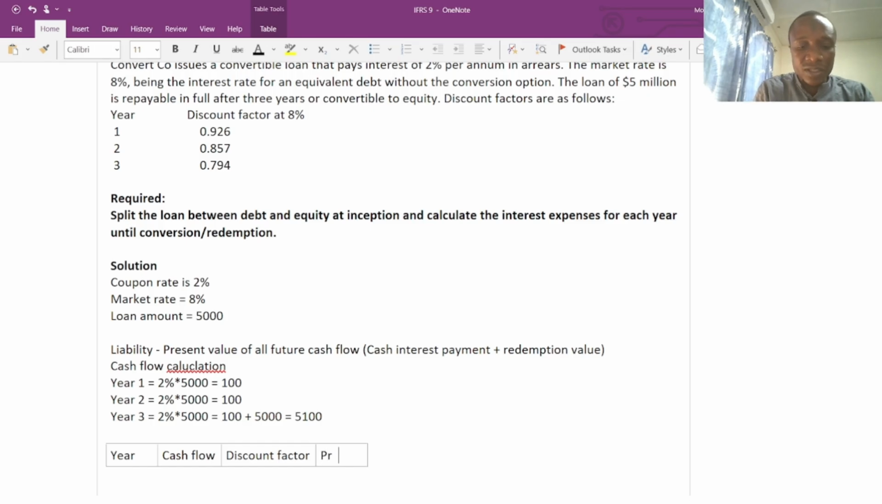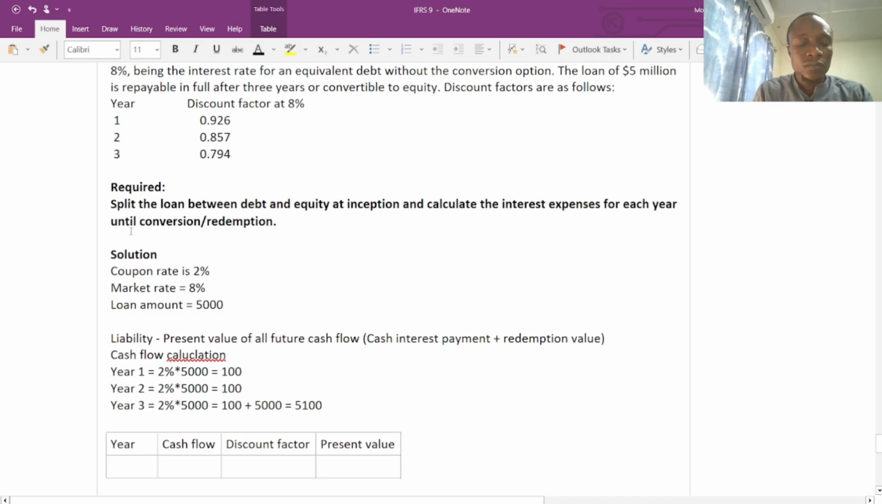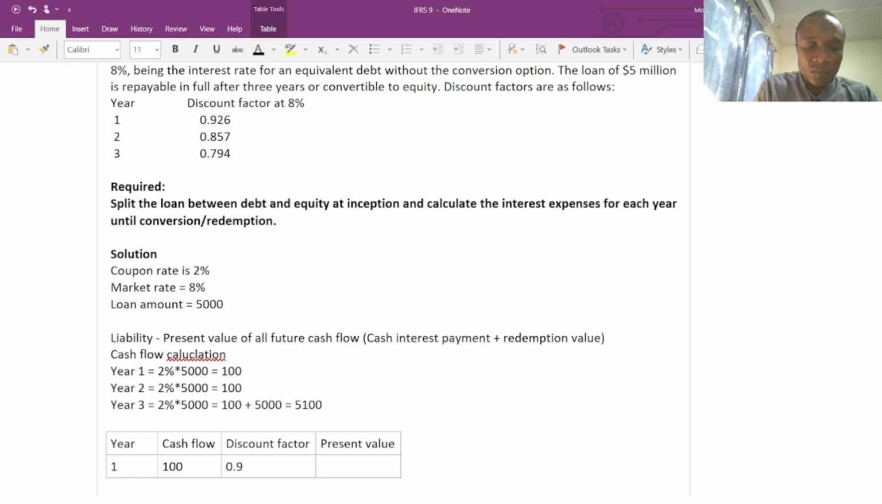And this will give us the present value. Year one, the cash flow is 100. The discount factor given in the equation is 0.926. The present value will be 92.6. 100 multiplied by 0.926 will be 92.6.